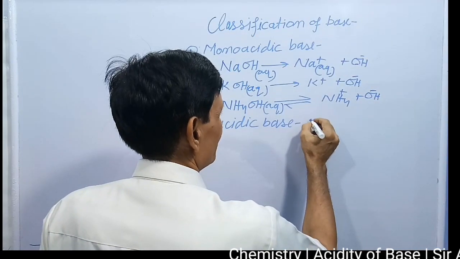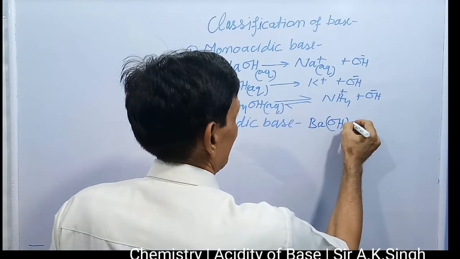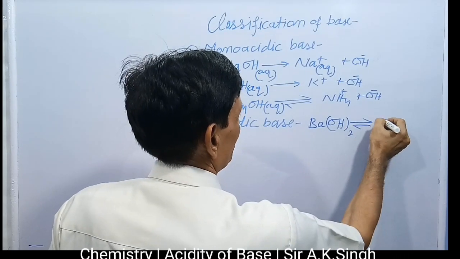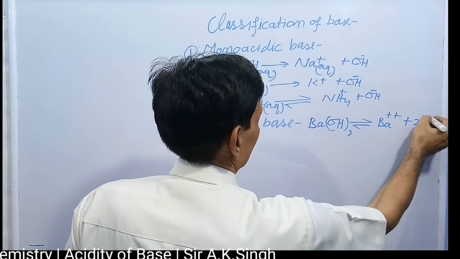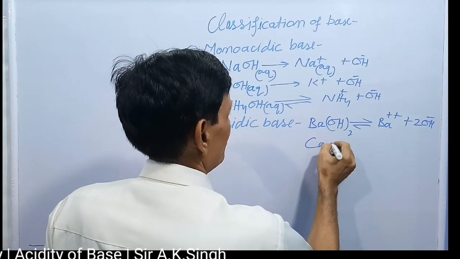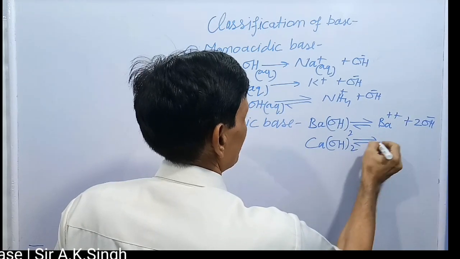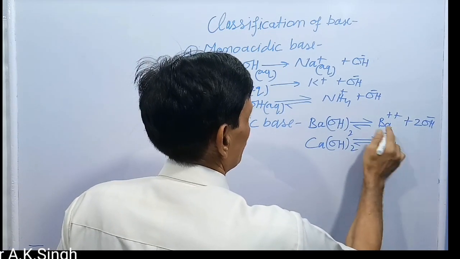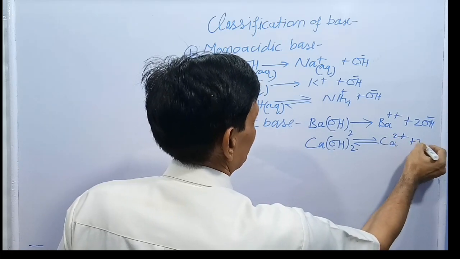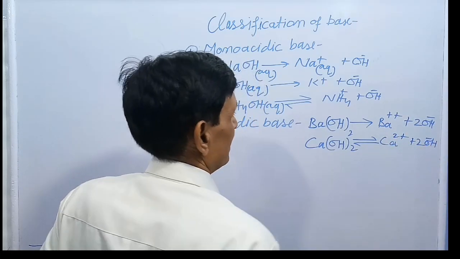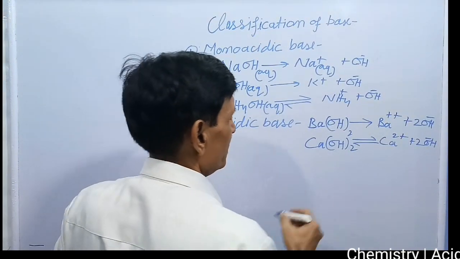Now see the examples. Barium hydroxide in aqueous solution produces 2 hydroxyl ions. Calcium hydroxide in aqueous solution produces 2 hydroxyl ions. This is a strong base, 2 hydroxyl ions. Then these are examples of diacidic bases.